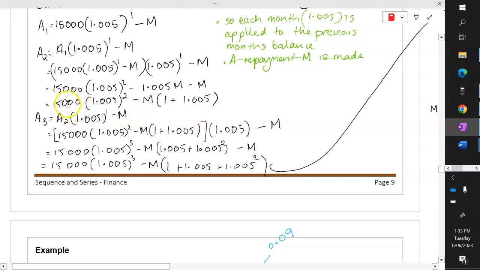So I'm going to sub in my A2 for A2 here, and that's that large part here, times by 1.005 minus M. So I need to expand out the 1.005 again like before. So I get a cubic, and I've expanded here, and I've got a 1.005 and then a squared term, take away M.